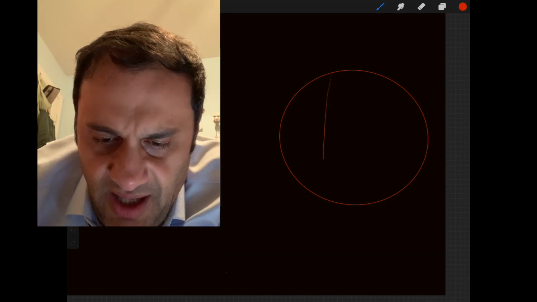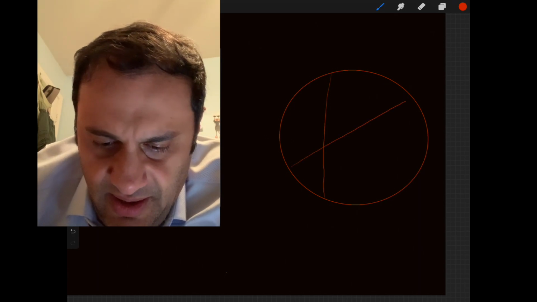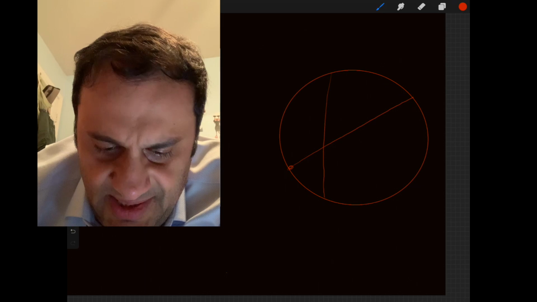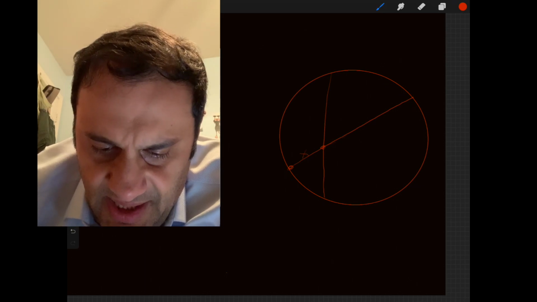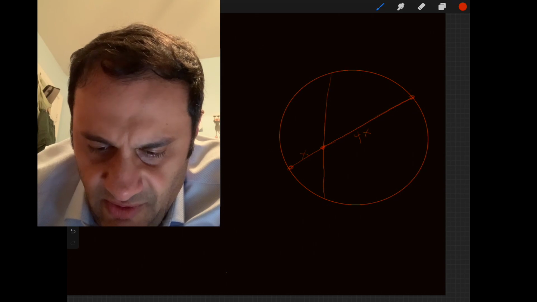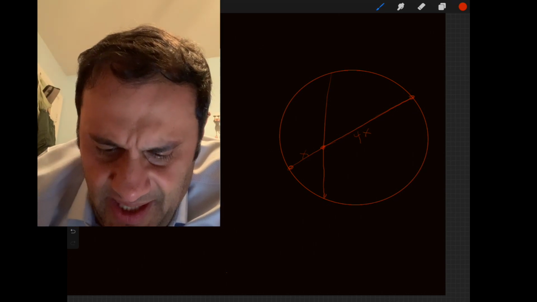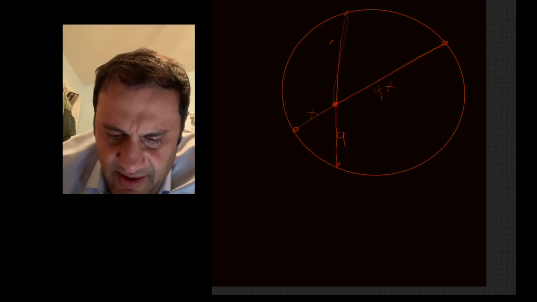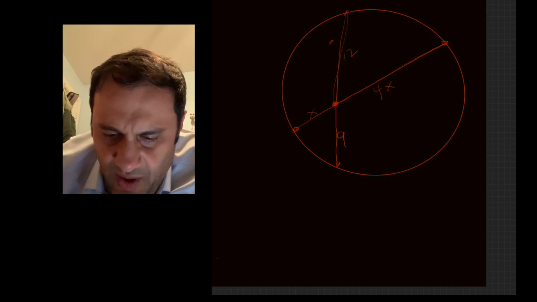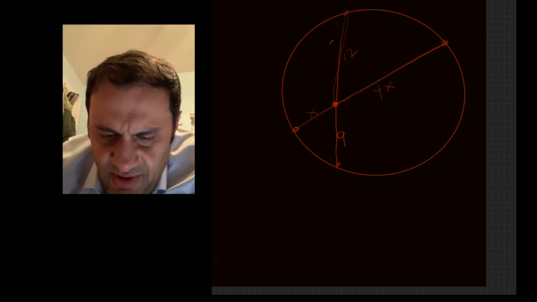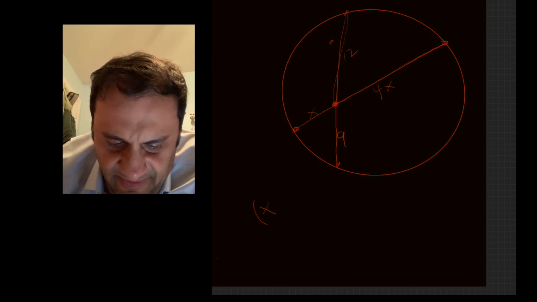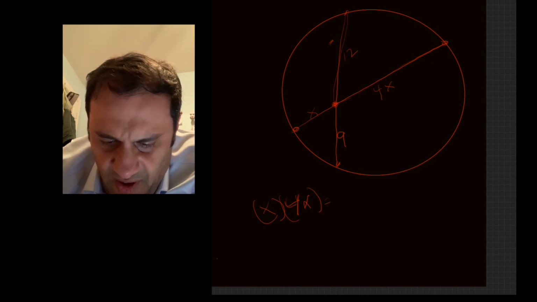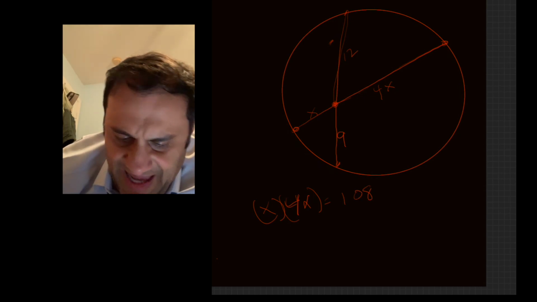They're going to ask it in a lot of different ways, okay? So an example would be something like this. Let's say this segment of the chord is X, and then from here to here, let's say is 4X. And then let's say from here to there is 9. From here to here is 12. Okay, just making up some numbers here. So the way this would work would go like this. You'd have X times 4X equals 9 times 12, which is 108. So you have X times 4X equals 108.